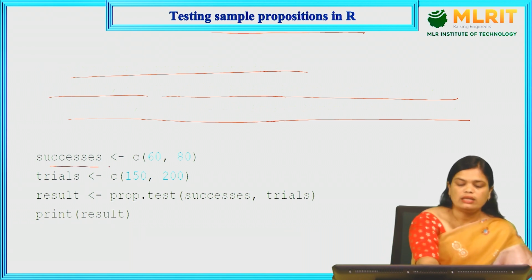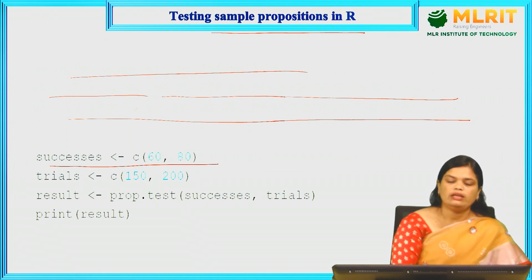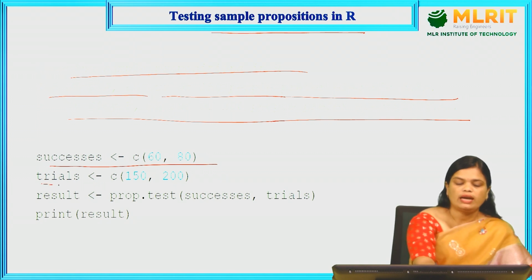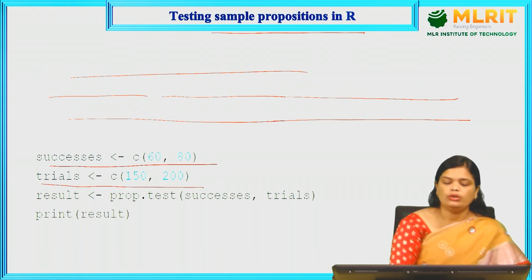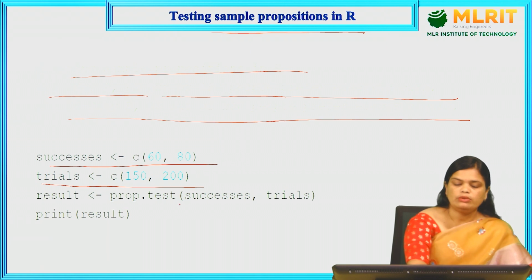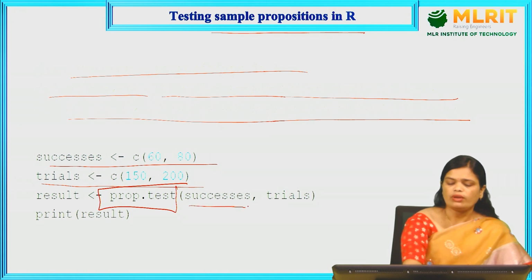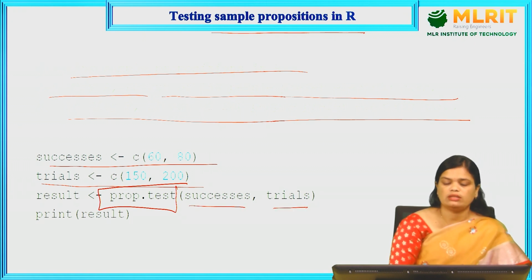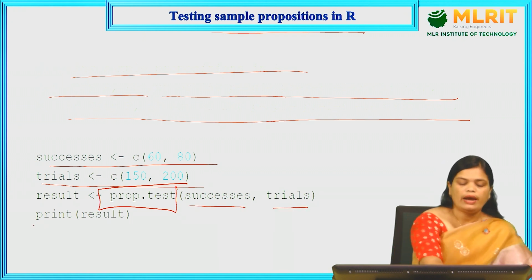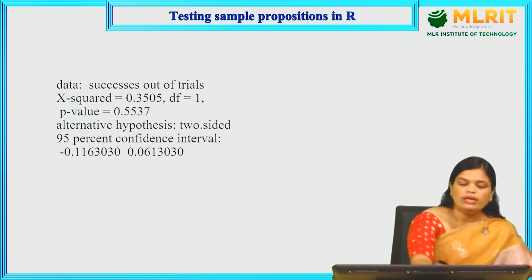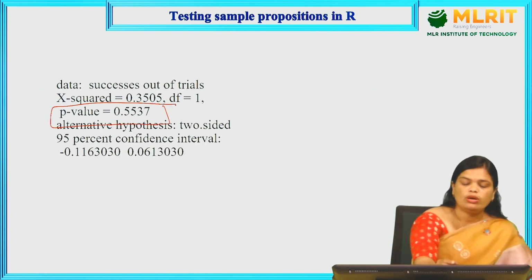The successes are 60 and 80 in a vector, 60 comma 80, and the trials are 150 and 200. For applying the proportion test, we have a built-in function, prop.test, and here I am using the two vectors, the successes vector and the trials vector, and I am printing the output here. So here I have got the p value as 0.55.